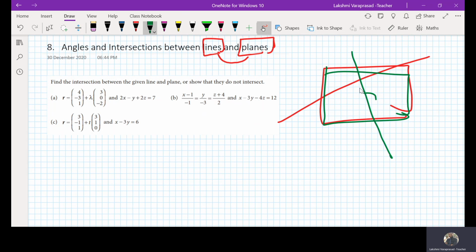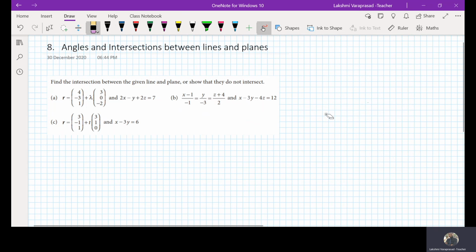What is the angle? If they're intersecting, what is that intersection point going to be? How to calculate that intersection point? That's what we are going to discuss in today's class and in this slide. So I will explain with an example.